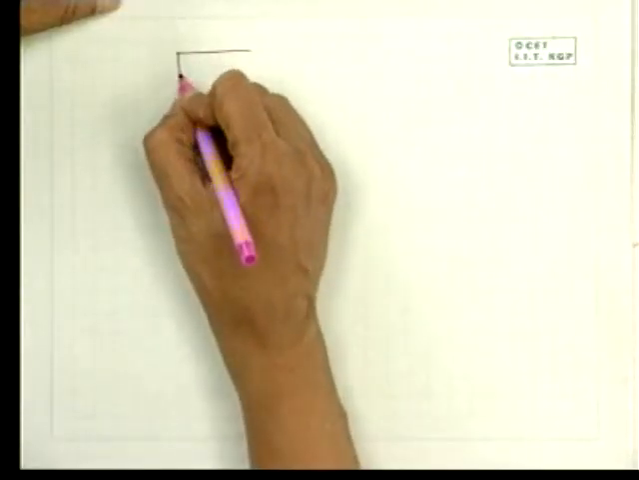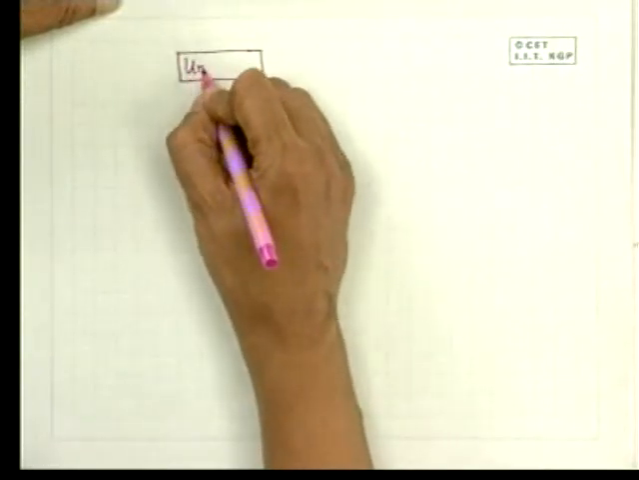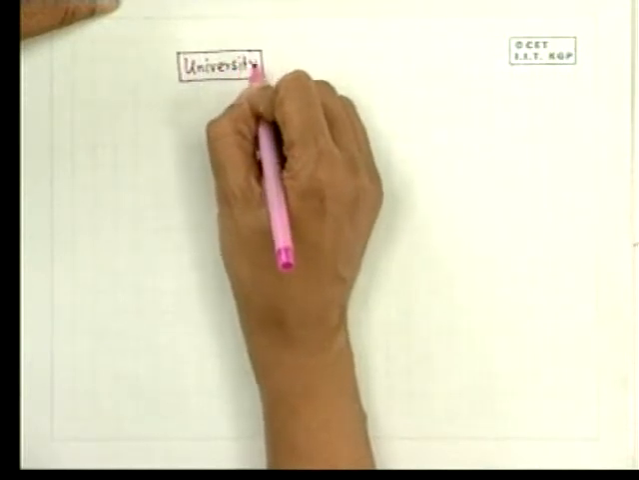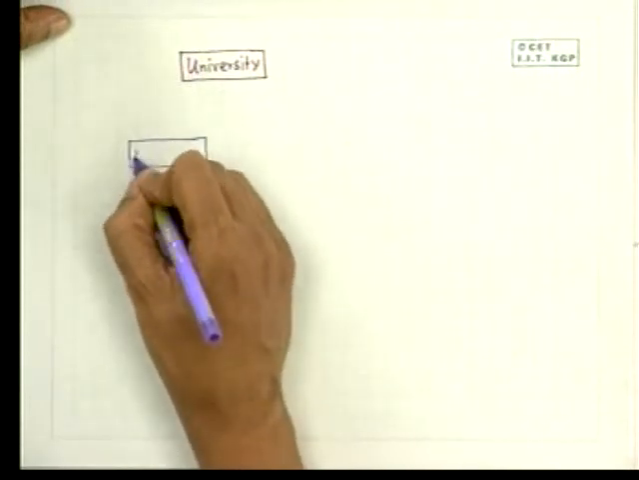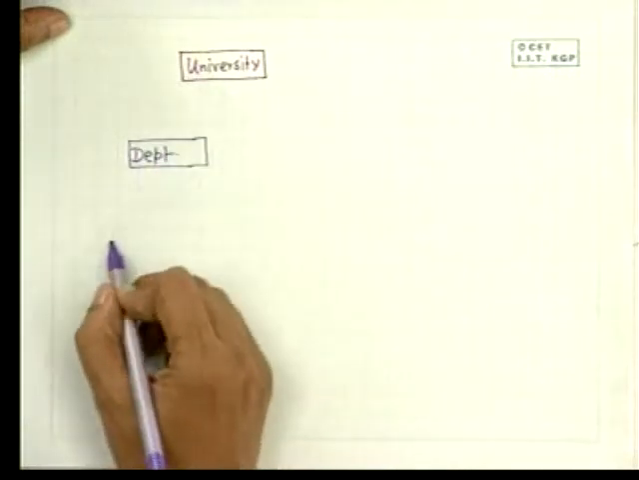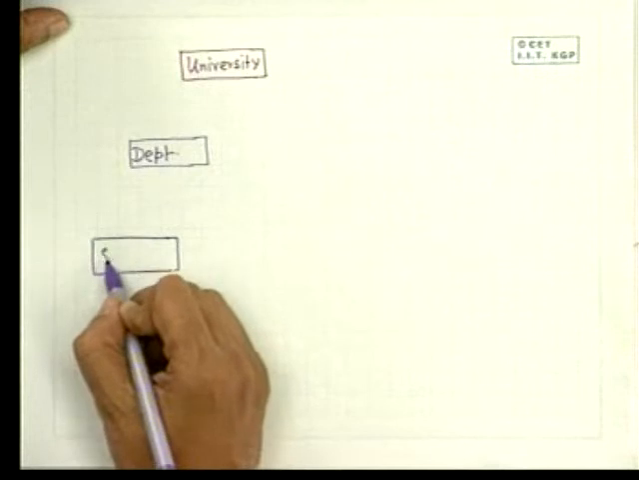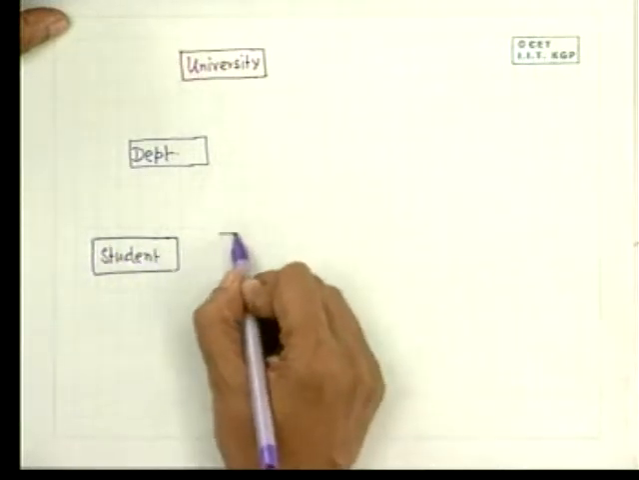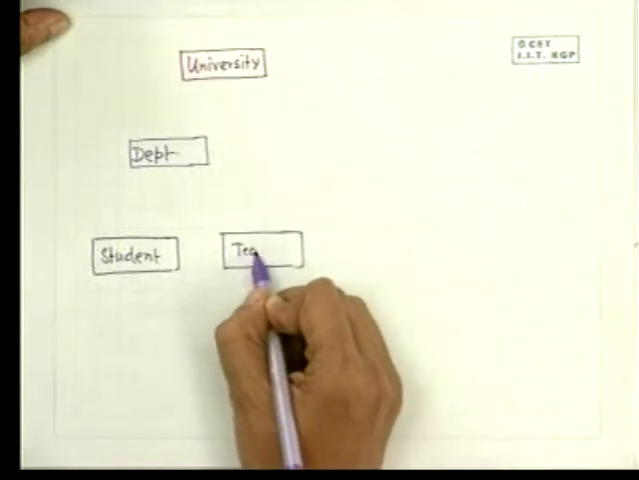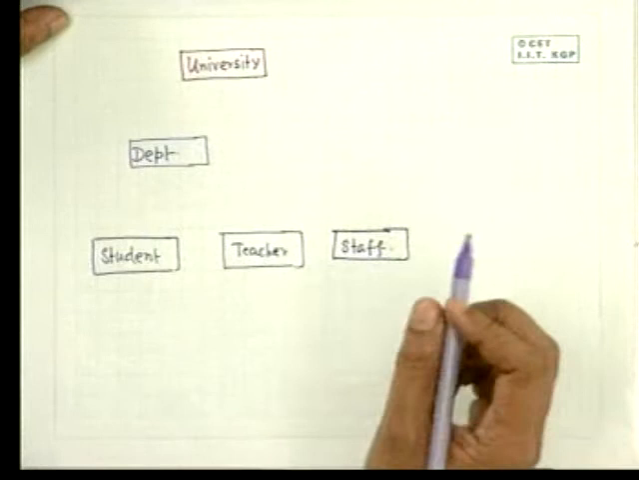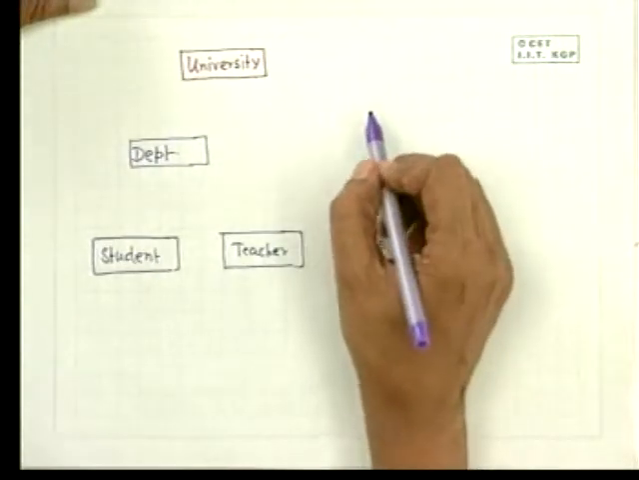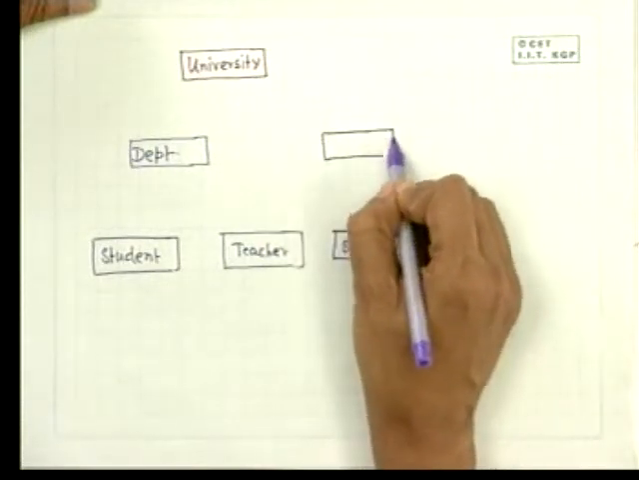So we had seen in the previous class that the university was thought of as being composed of several departments, and a department in turn was thought of as being composed of student, teacher, staff as certain entities which are of interest, and there is another entity called the facility.